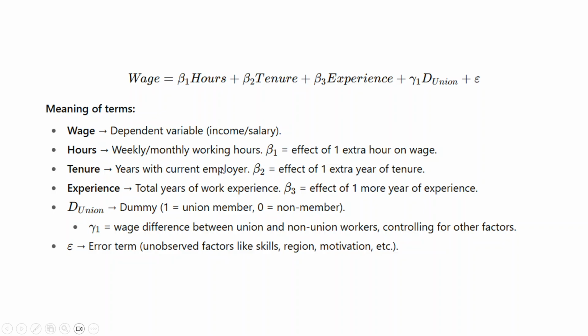Hours is how many hours the employee is working, then tenure, and experience. Now just focus on D union. If an employee is a member of the union, it is indicated by 1, and if the employee is not a member of the union, it is indicated by 0. So D union will either take the value 1 or the value 0. Okay, let's proceed with this.